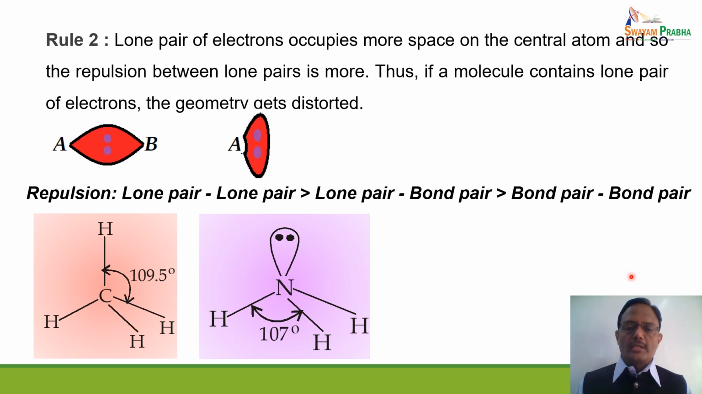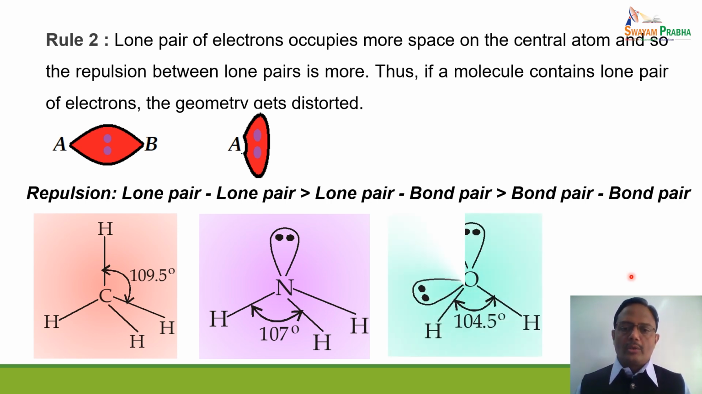If we extend this concept further to another molecule like H2O, we can see that there are 2 lone pairs. The repulsion between 2 lone pairs is maximum according to this rule, and hence since there is a lot of repulsion between these two, they will push the bond pairs away from themselves. As a result, the angle between the bond pairs further reduces, and hence the bond angle in case of the H2O molecule is just 104.5 degrees.